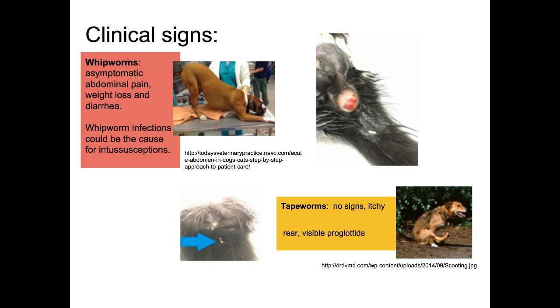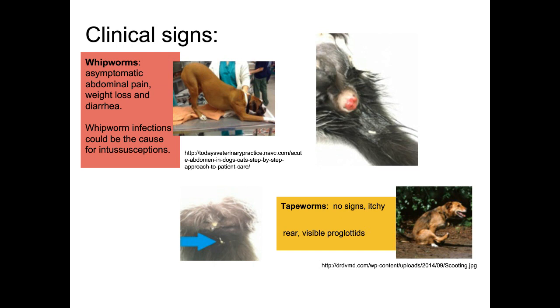Tapeworms, we don't often see any signs. You might see the dogs scooting or itching their butt. The only thing we often see is the owners come back and say that they see these gross little white tapeworm-looking things. The top right picture is of a tapeworm, but I also wanted to show you that the rectum of this kitty is almost being prolapsed.